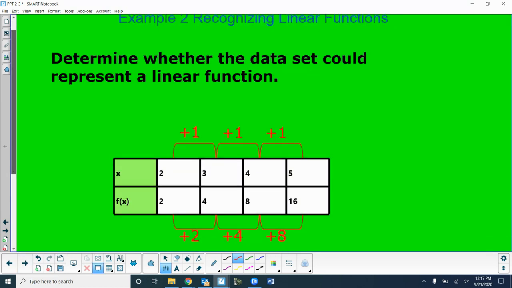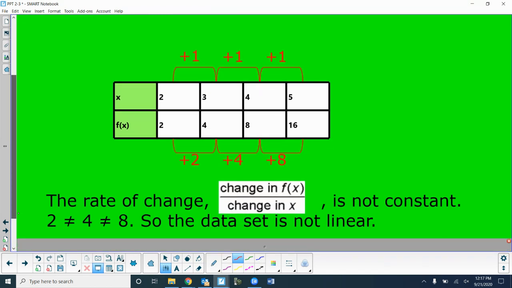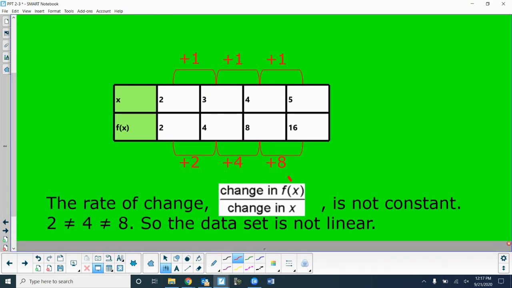This one, the change in our y's divided by x, that was 2/1, so that's 2. 4/1 is 4, 8/1 is 8. Is it the same each time? No, so it's not a linear function. Okay? Still a function, but it's not linear, not a straight line on your graph.